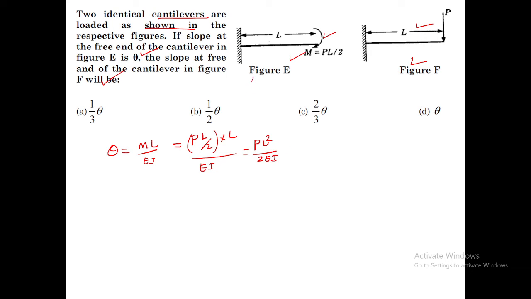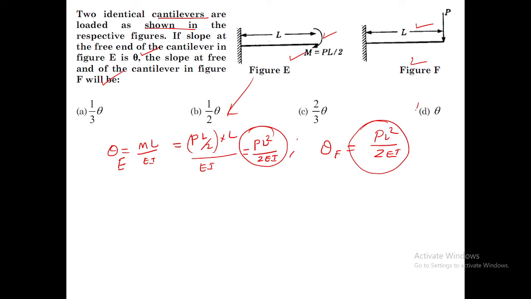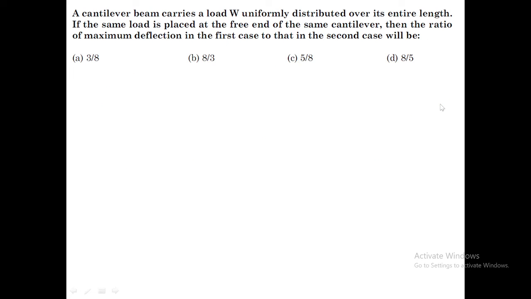For the point load, the moment is PL by 2 into L, divided by EI, which equals PL square divided by 2 EI. So the slope for figure F is PL square divided by 2 EI. Both are equal, so the answer is theta.